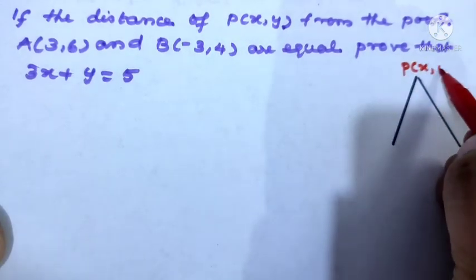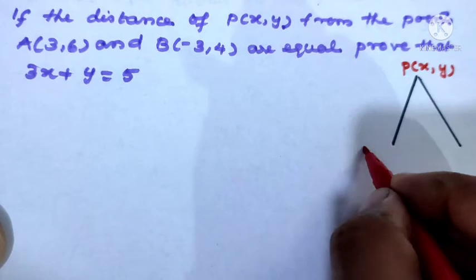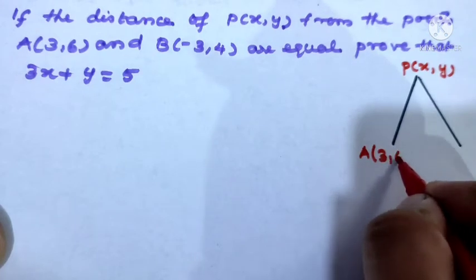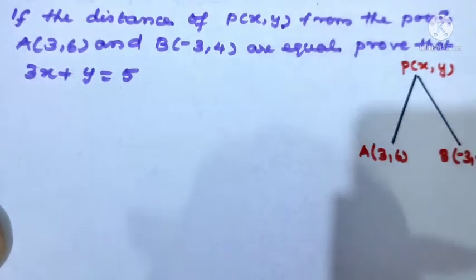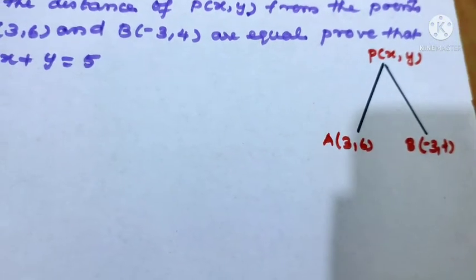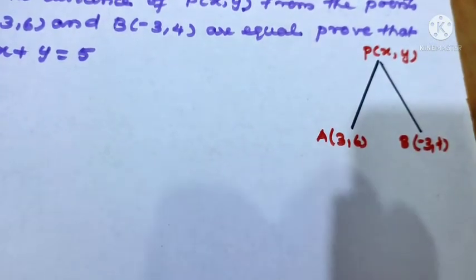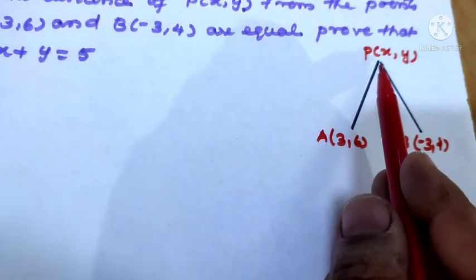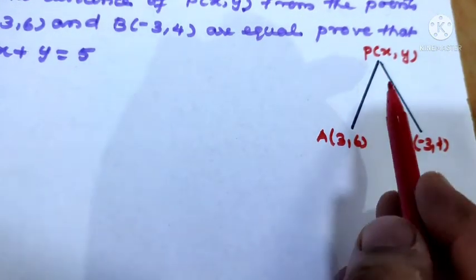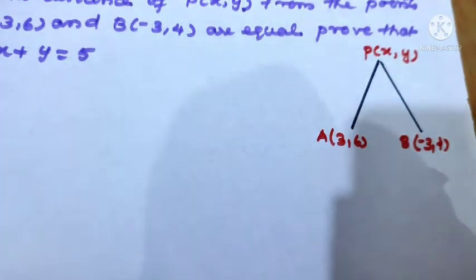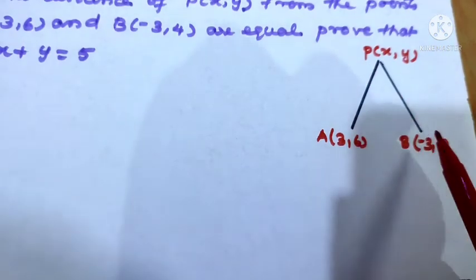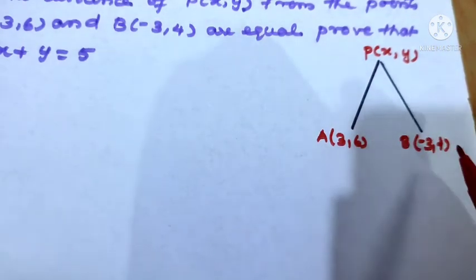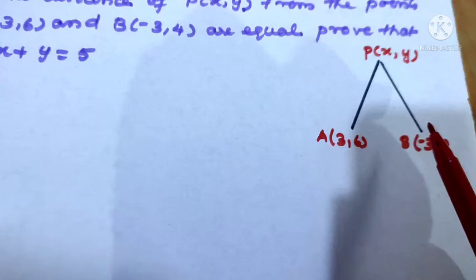P(x, y) I'll write here. A(3, 6) and B(-3, 4) only. Right, this is the diagram. It is not required to be in quadrant form, it's a rough diagram only. The meaning is that the distance PA is equal to the distance PB. That means the distance of P from A is equal to the distance of P from B only. So roughly we are showing this one.